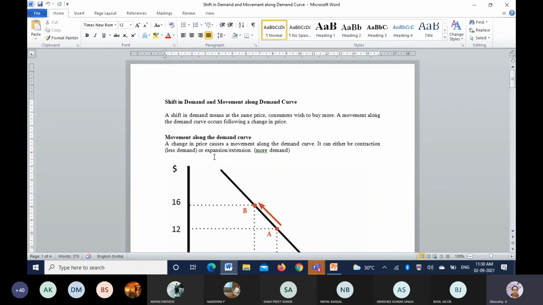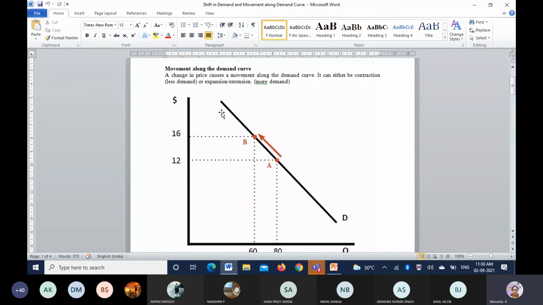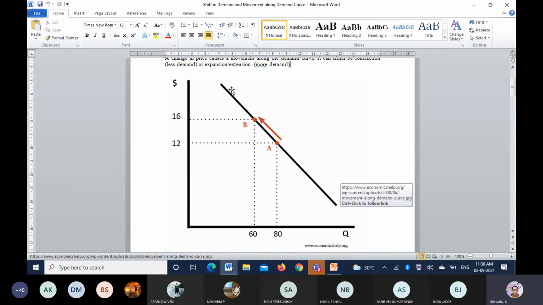The movement along the demand curve means, as you can see here, you have the price on the y axis and the quantity demanded on the x axis, and there is the downward sloping demand curve. So this downward sloping D curve is the demand curve. So this is what a movement along the demand curve is.